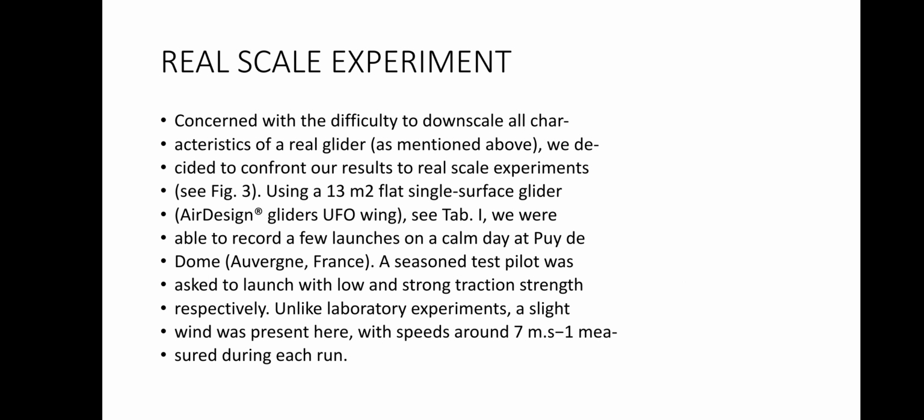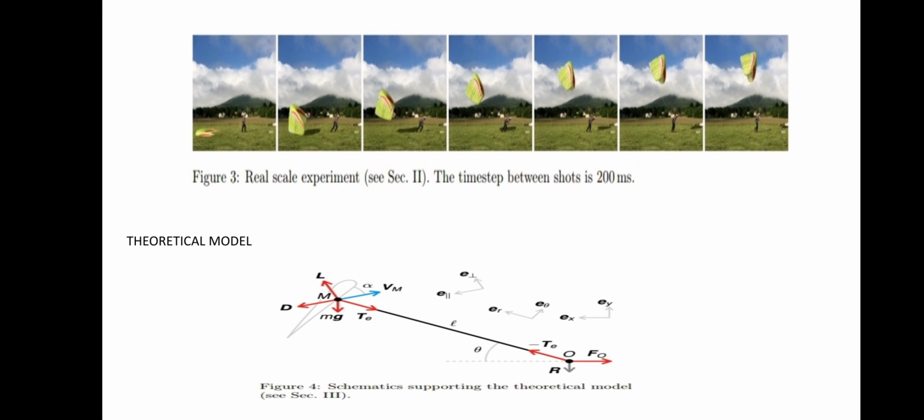Real scale experiment. Concerned with the difficulty to downscale the characteristics of a real glider, we decided to convert our results to real scale experiments. Using a 13-meter, flat single surface glider, we were able to record a few launches on a calm day. A seasoned test pilot was asked to launch with low and strong traction strength respectively. Unlike laboratory experiments, a slight wind was present here with speeds around 7 meters per second measured during each run. In the real scale experiments, the time step between shots is 200 ms.